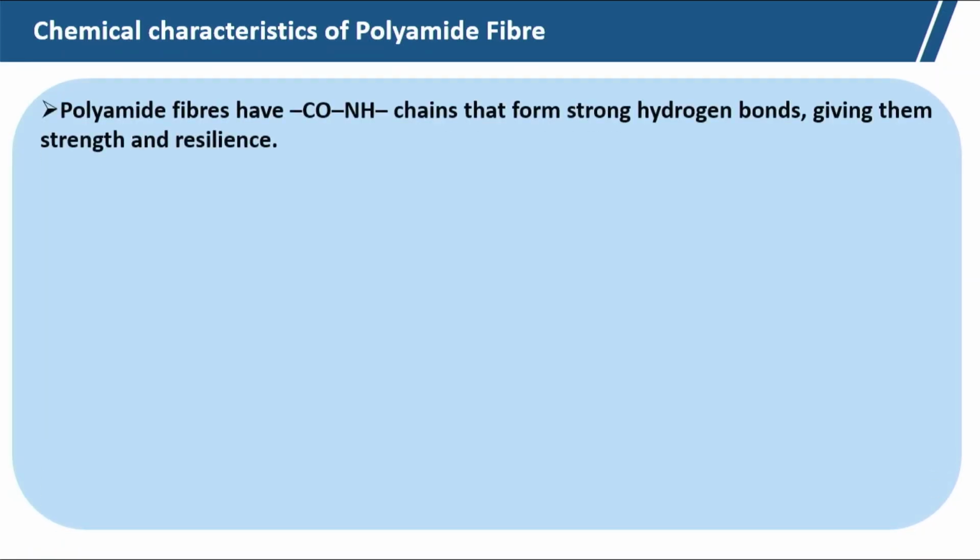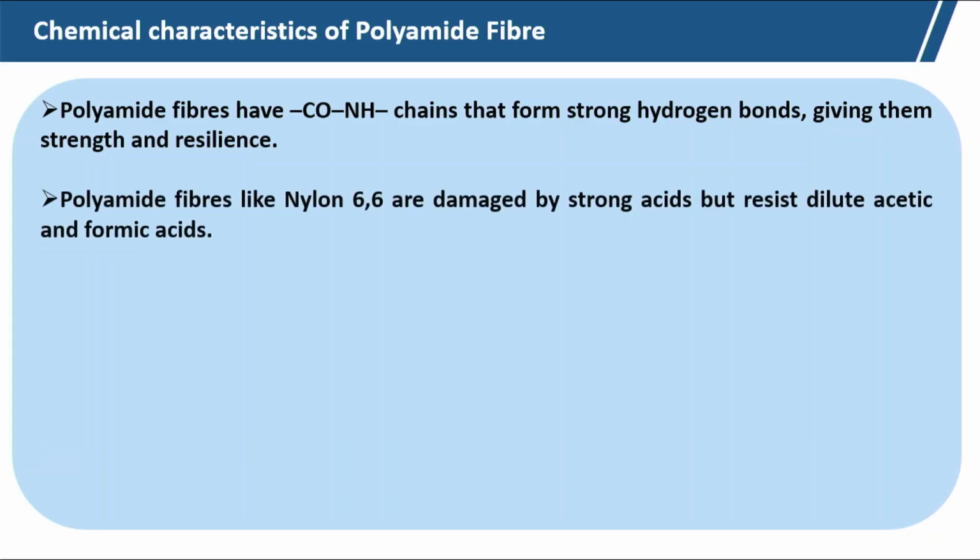Chemical characteristics of polyamide. Polyamide fibers have a CONH chain that forms strong hydrogen bonds, giving them strength and resilience. Polyamide fibers like nylon 66 are damaged by strong acid, but resist dilute acetic and formic acid. So, if we have strong acid, then the fibers will be damaged, otherwise light dilute acid, formic acid or acetic acid, they can resist.